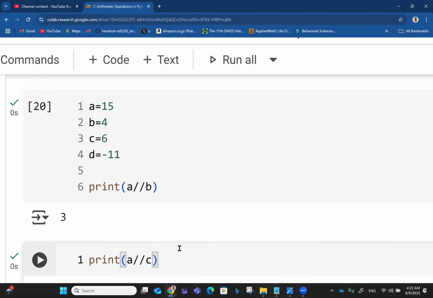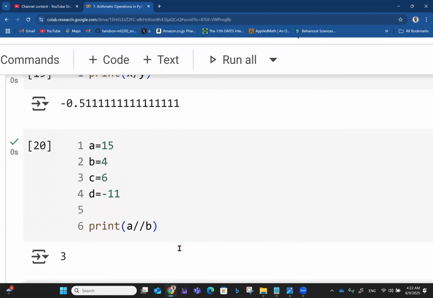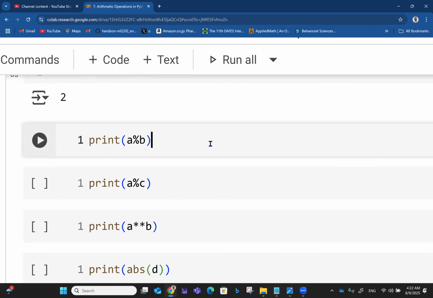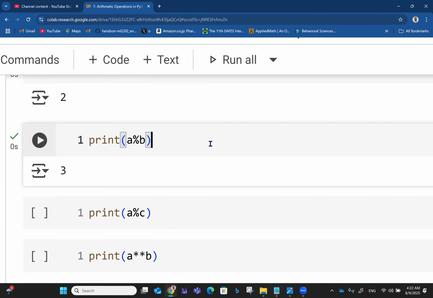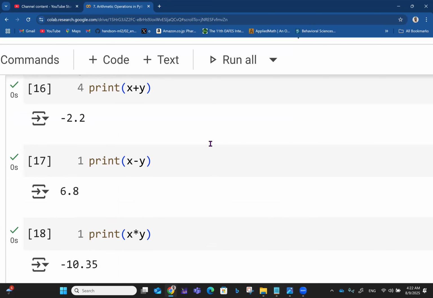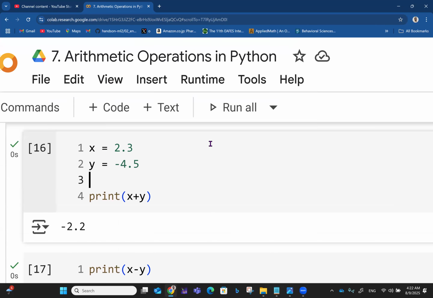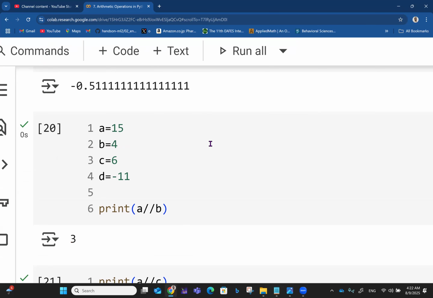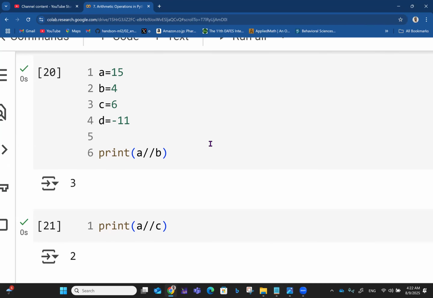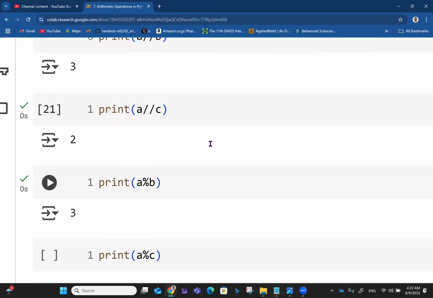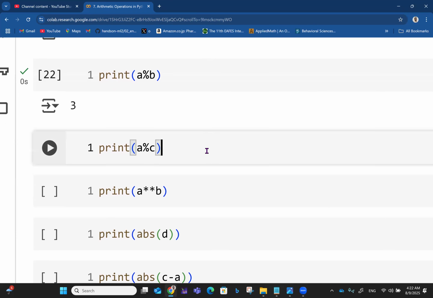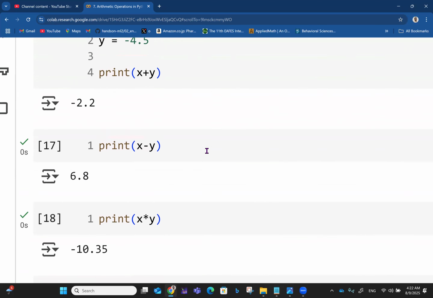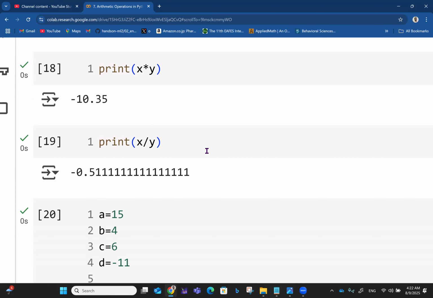Then we have A modulo B, 15 modulo 4. So 4 goes in 15 3 times, so we have a remainder of 3. That remainder of 3 is what we are going to have here. Then A modulo C, now that means 15 divided by 6. So 6 goes in 15 2 times, we have a remainder of 3 again. Then A star star B, all right.